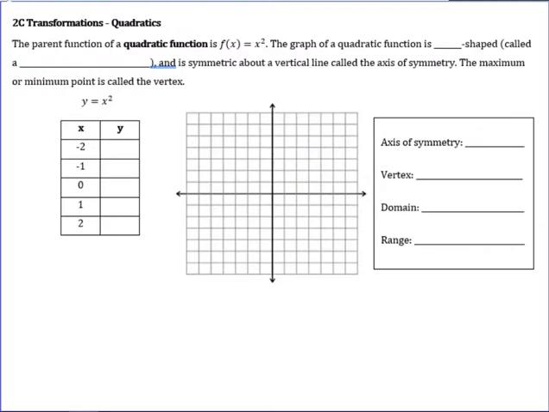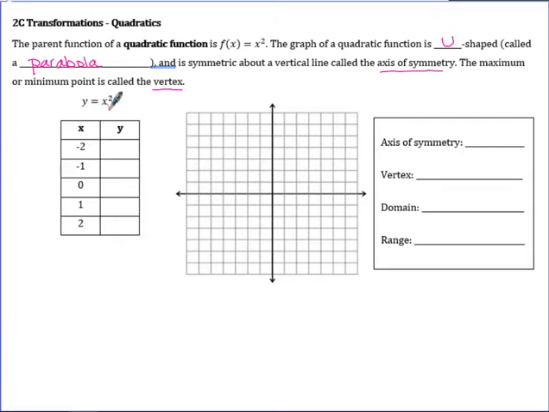Second parent function is the quadratic function. Alright, y equals x squared. This is a U-shaped graph. And the name for that is a parabola. Hopefully you remember that from Algebra 1. Okay, it also has an axis of symmetry and a vertex, just like the absolute value graph.